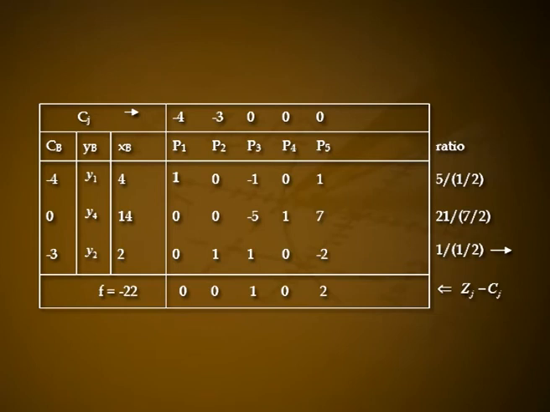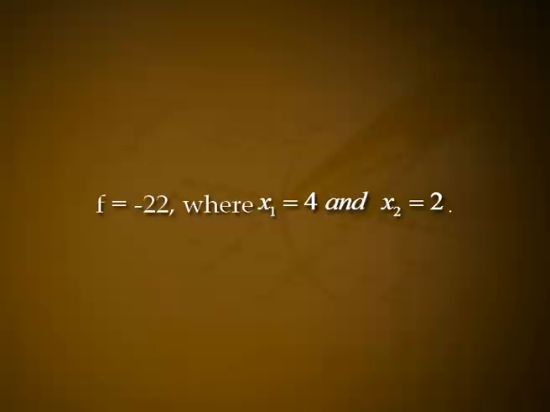The new iteration table is: observe that all the net evaluations are non-negative and the basis contains no artificial variables. The current solution is optimum, that is the maximum of f equal to minus 22 where x1 equal to 4 and x2 equal to 2.